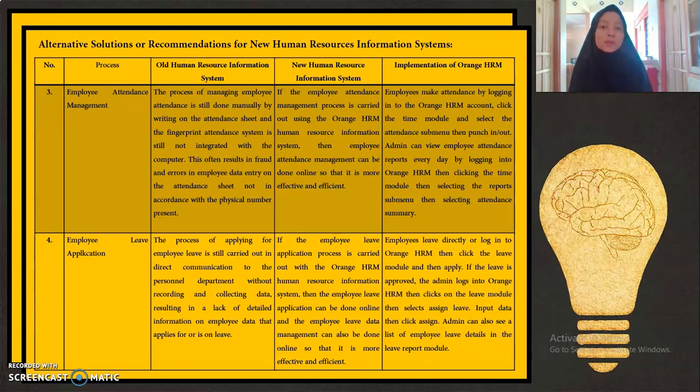And how is Orange HRM implemented? Here, employees log into Orange HRM, then click the Leave module and then Apply. If the leave is approved, the admin logs into Orange HRM, then clicks on the Leave module, then selects Assign Leave. Input data, then click Assign. Admin can also see a list of employee leave details in the Leave Reports module.